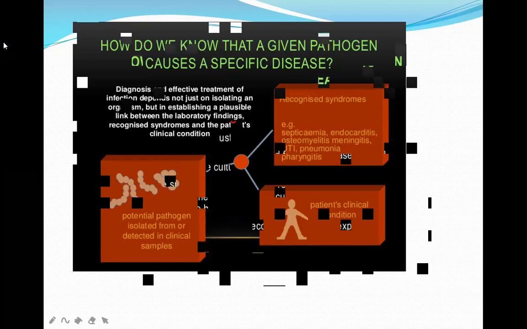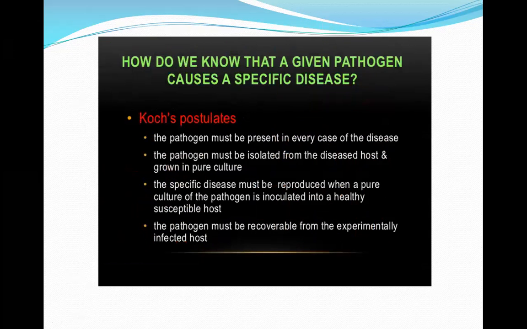Okay. Next, let's see here. How do we know that a given pathogen causes a specific disease? That is known as Koch's postulates. For example, Plasmodium causes malaria. How can we know that Plasmodium causes the malaria disease?